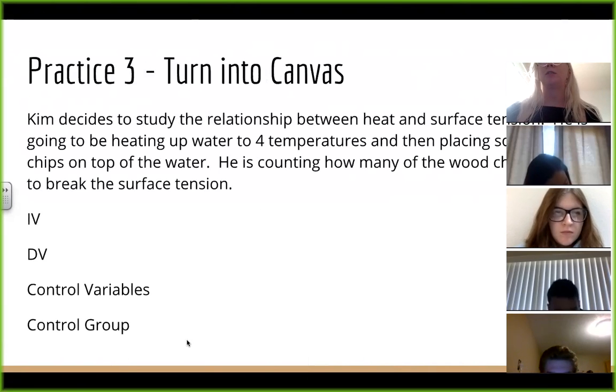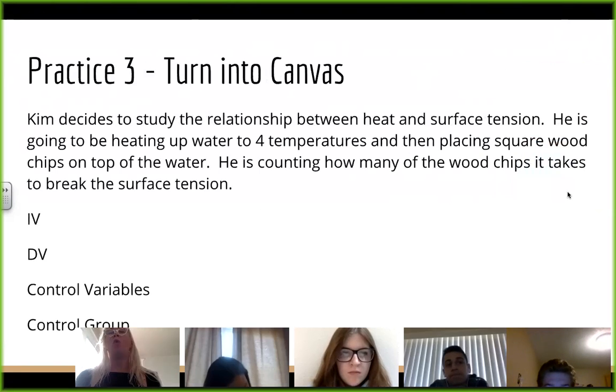So Kim decides to study the relationship between heat and surface tension. He is going to be heating up water to 4 temperatures and then placing square wood chips on top of the water. He is counting how many of the wood chips it takes to break the surface tension. Okay. So for Kim's experiment, you're going to identify the independent variable, dependent variable, control variables, and whether or not a control group exists.